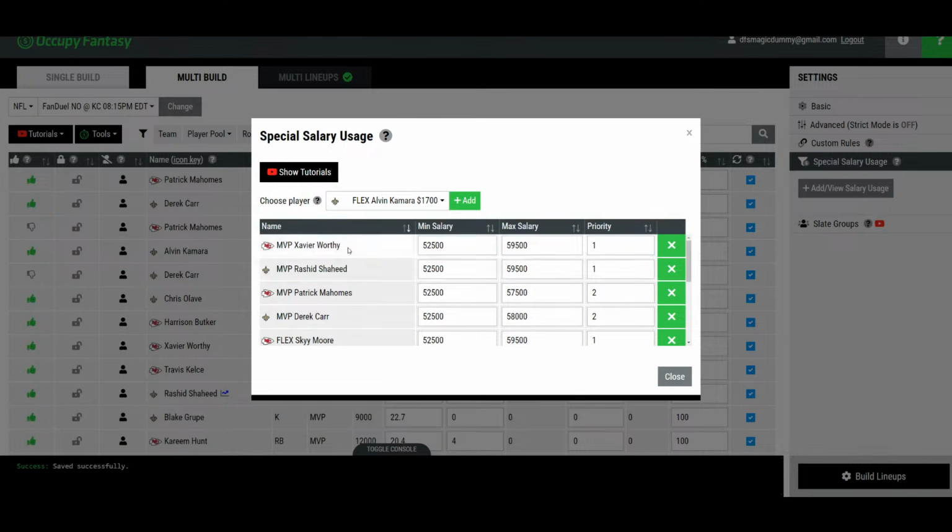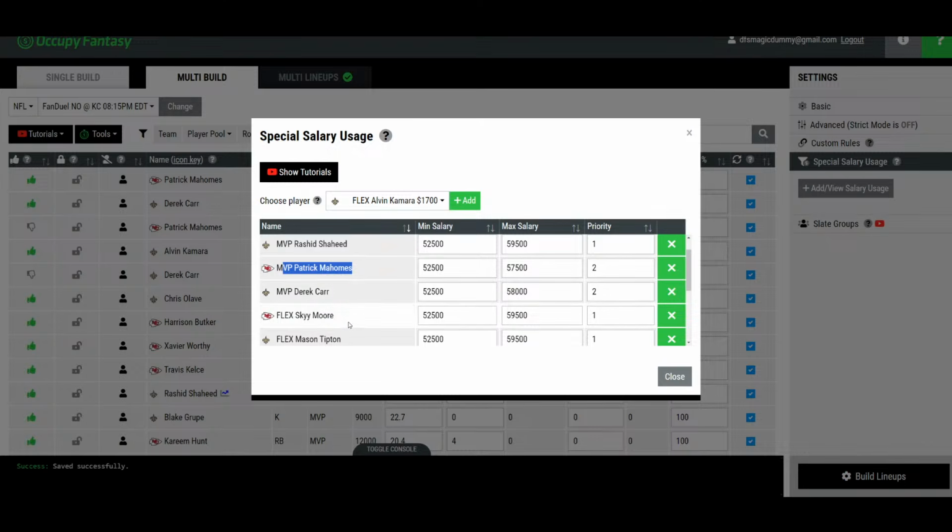So if Xavier Worthy is in the lineup at MVP, we now allow it to go up to 59.5 max. If Mahomes is MVP, we drop it to 57.5. If Carr is MVP, we make it 58. So this is a really good way to slide the duplication, slide the amount of salary you leave based on the MVP or the flex player.